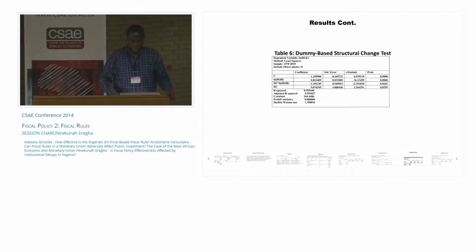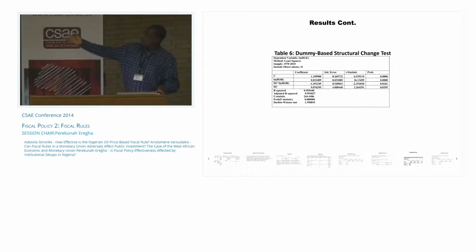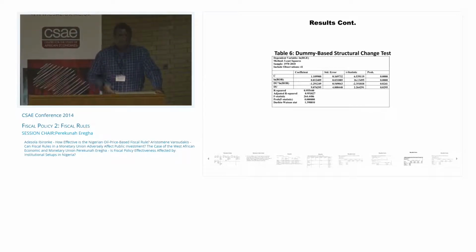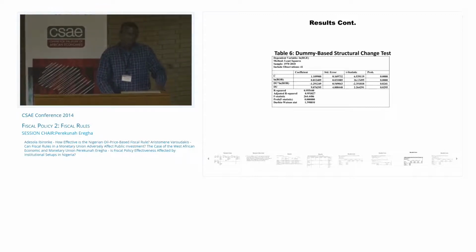And I've employed the dummy variables to see how the dummies interact with the regressors. So I have the intercept dummy and the slope dummy. According to the results, the two dummies, intercept dummy and slope dummy, are statistically significant, indicating that there is a structural break. That is further confirmation of the structural break.